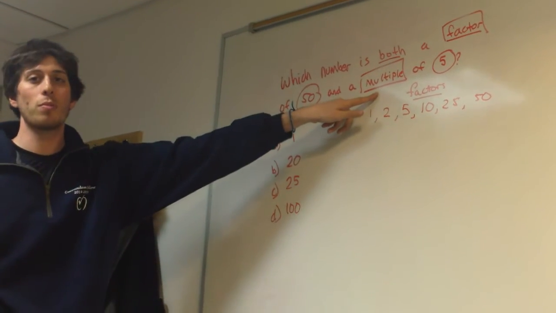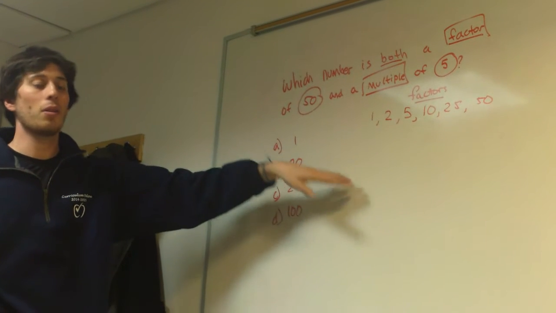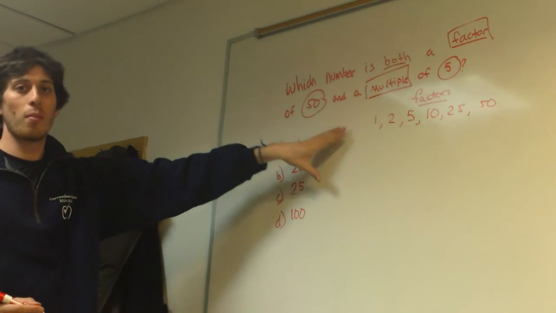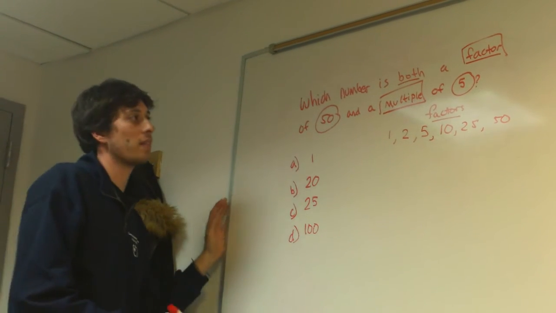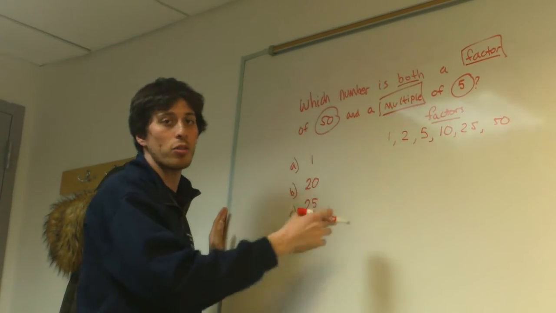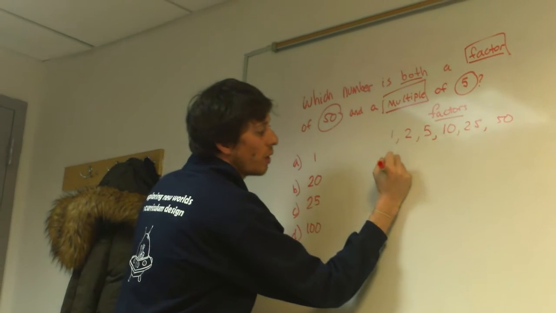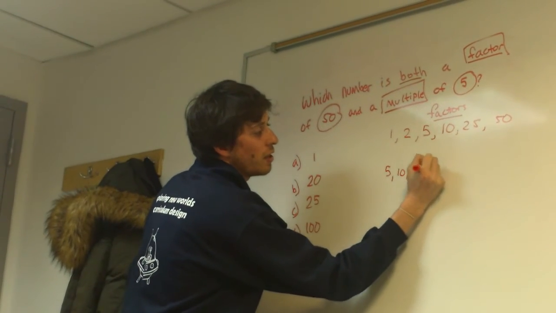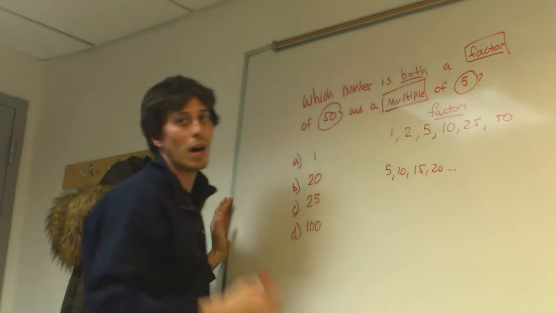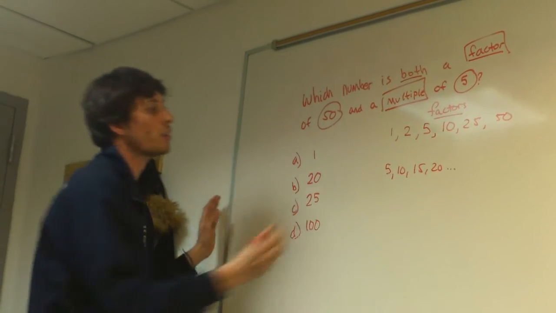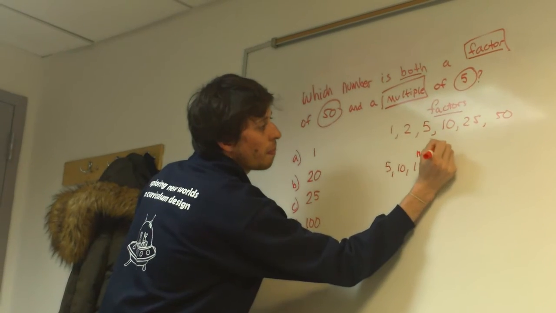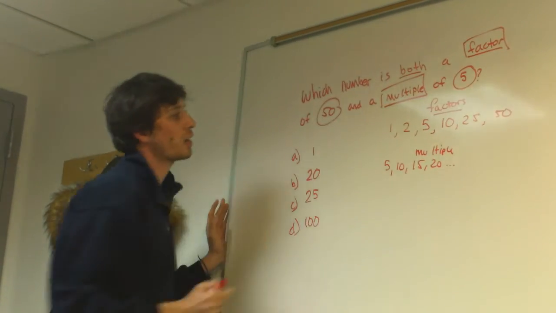Now I want to think about multiples of 5. Any number times 5 is going to be a multiple, or a multiple is a number that can be divided by 5 evenly. So I want to think about all of the multiples of 5. I know we have 5, 10, 15, 20, and we can go on and on and on. But now let's think about what is a factor of 50 and a multiple of 5.